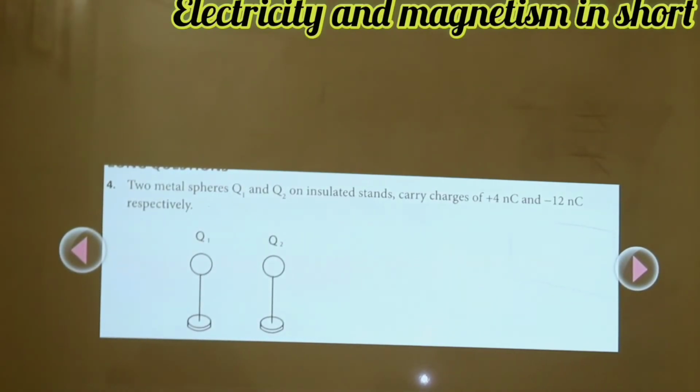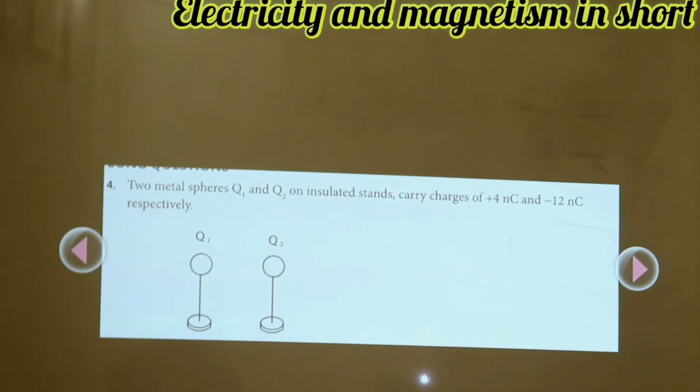We can go to the next question. It is a descriptive question. Two metal spheres Q1 and Q2 on insulating stands carry charges plus 4 nanocoulomb and minus 12 nanocoulomb respectively. Distance you can take as 2 centimeter. It is not given in the question. How will you calculate the force between these two charges?